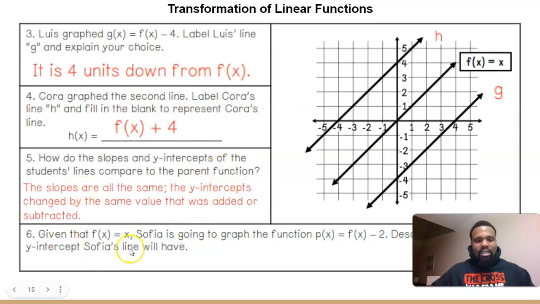Now look at 6. So f of x equals x, it's your parent function. Sophia is going to have f of x minus 2. Describe the slope and the y-intercept. Well, we said in number 5, the slope stays the same. So the slope will be the same. However, since we shifted 2 units down, you're going to cross your y-axis at -2. So your y-intercept is going to be -2. So your slope is going to be 1, and your y-intercept is going to be -2.